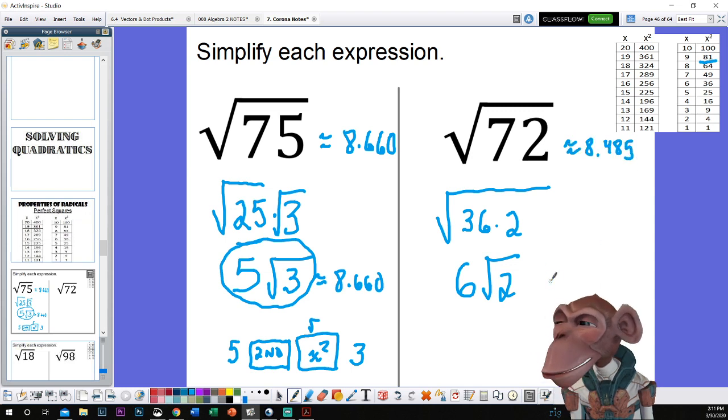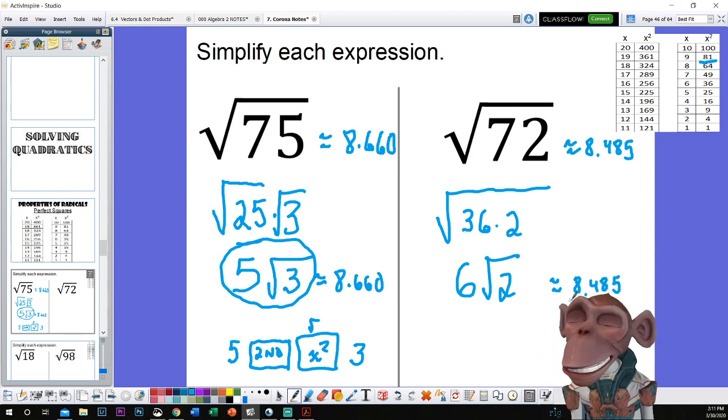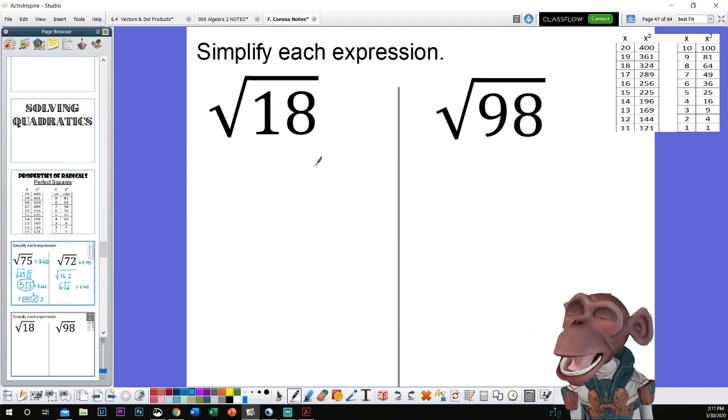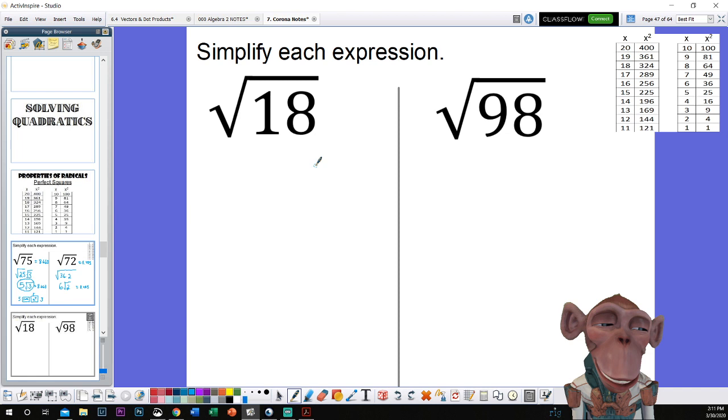Then on my calculator, I do 6, and then the second x squared, 2, and that also gave me 8.485. So I know that I'm correct. Let's move on to some more. At this point, we've already done a couple, so you may want to hit pause, try these, and then come back with us and see if we match.